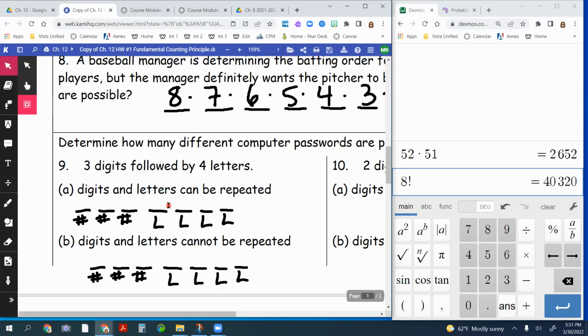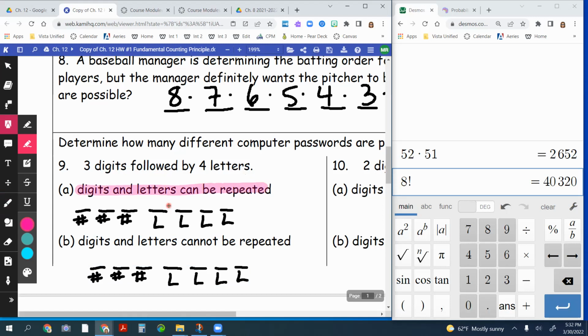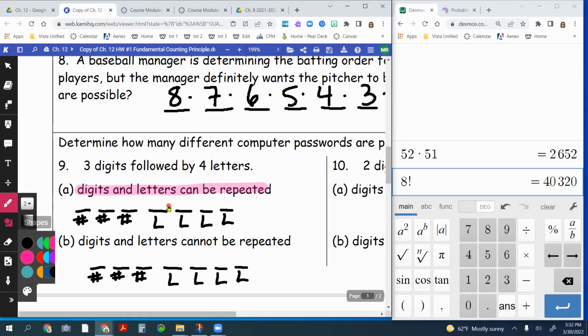Now, in this case, it says that the digits and the letters can be repeated. So when we're talking about the digits, we've got the digits 0 through 9. So that's going to be 10. And then the letters in the alphabet, there's 26 letters in the alphabet. So I'm going to go 26. So basically I have 10 to the third times 26 to the fourth is what I'm going to compute.